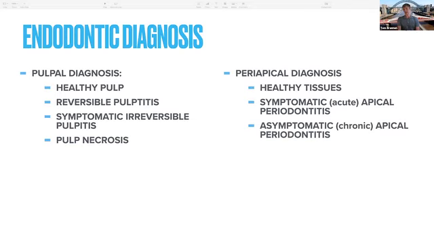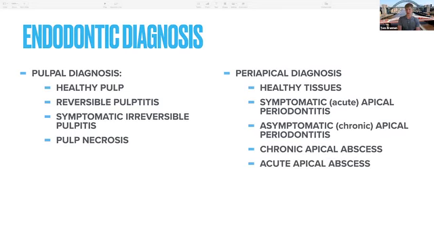So is it painful? People sometimes use it as acute because people are acutely aware of it, it's happening there and then, or is it something that's been there for potentially a long time when we say chronic, or is it asymptomatic? Are we seeing signs of apical periodontitis that they're not getting pain from? Sometimes that's when we'll deem it chronic or asymptomatic. And then chronic apical abscesses and acute apical abscesses. Again, you could sort of deem these asymptomatic and symptomatic.